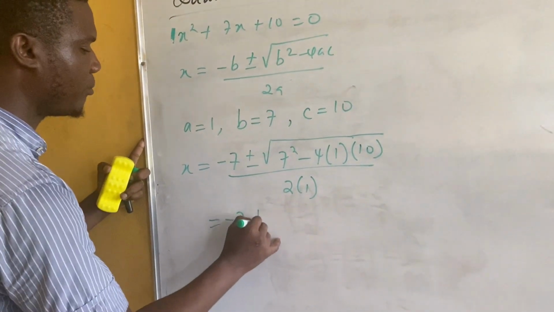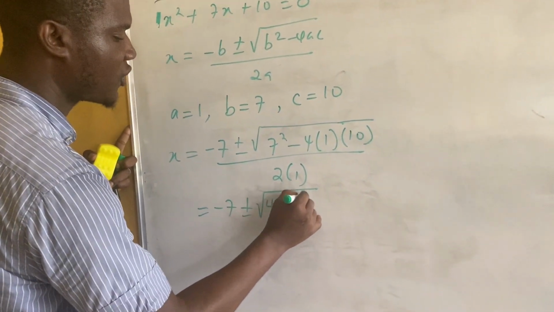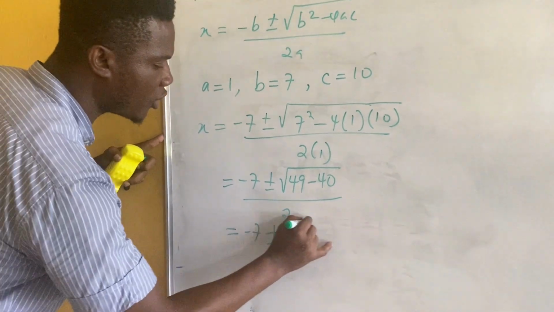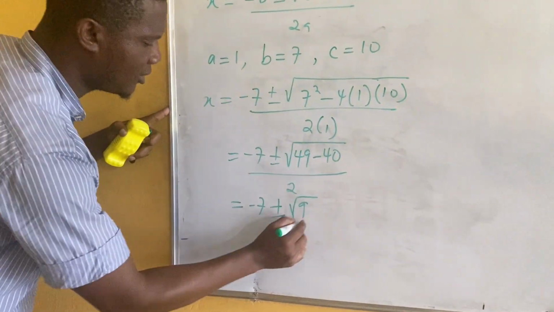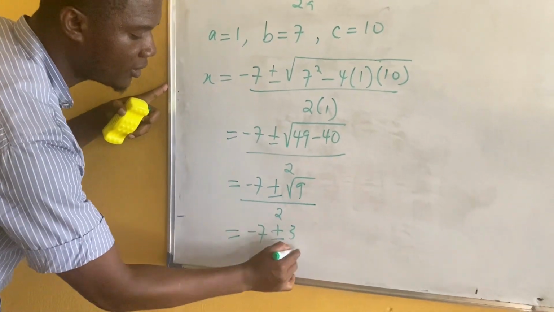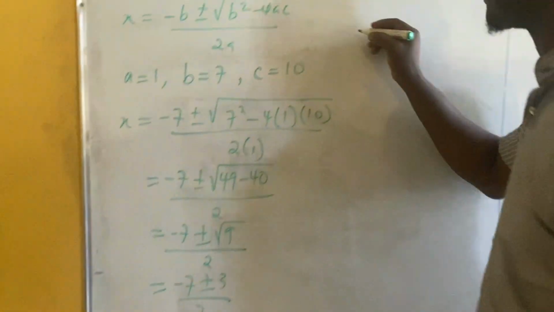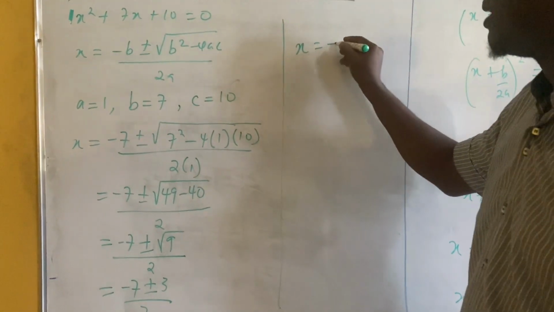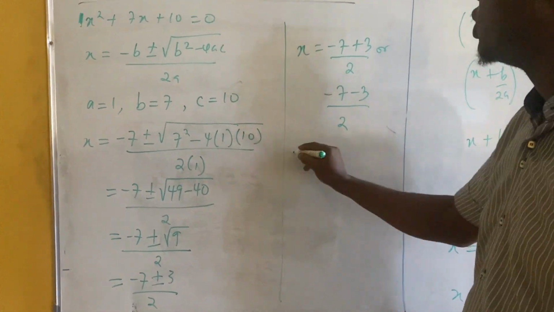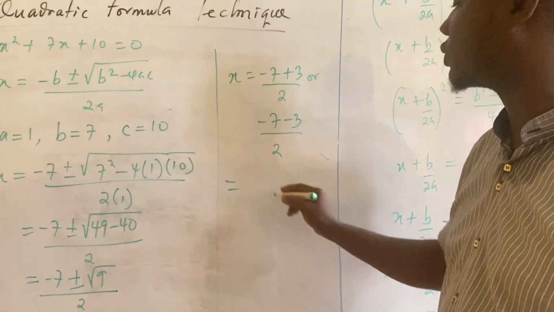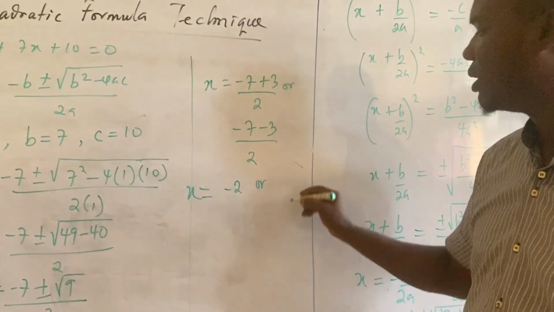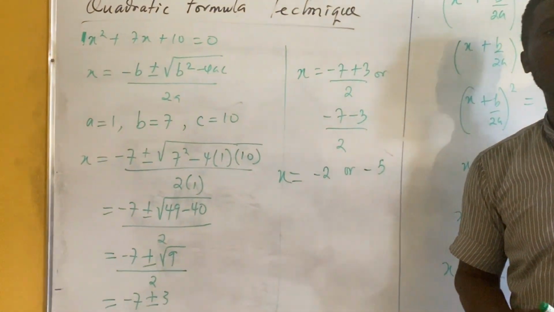And that gives you minus 7 plus or minus square root of 49 minus 40 all over 2, because 2 times 1 is 2. And this gives you minus 7 plus or minus the square root of 9, because 49 minus 40 is 9, all over 2. And this will result in minus 7 plus or minus the square root of 9, which is 3, all over 2. Okay? Now, simplifying to get your final result, you would notice that x would be equal to minus 7 plus 3 over 2, or minus 7 minus 3 over 2, which simplifies to give minus 7 plus 3, which is minus 4, over 2, which is minus 2, or x can be minus 7 minus 3, which is minus 10, divided by 2, giving you minus 5. The very same result we got using the previous techniques.